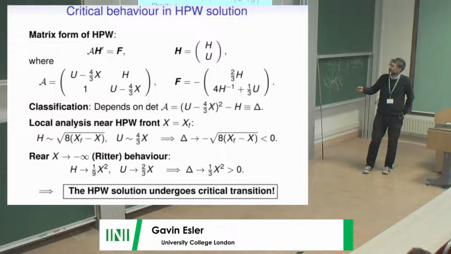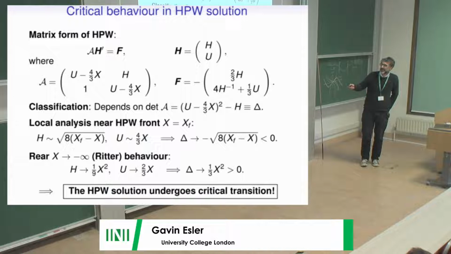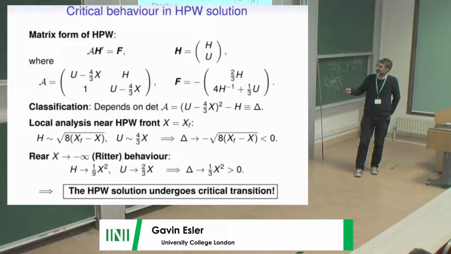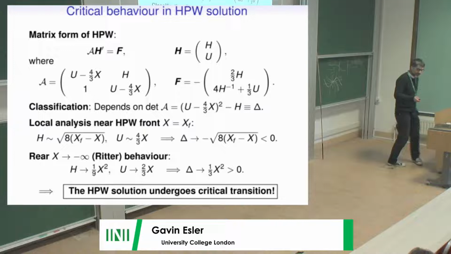But as you go to the rear and look at what happens as you converge the Ritter solution, you know that delta is positive there. So that means there has to be a point somewhere on this solution of these equations where there's a critical transition where delta goes from positive to negative. So that's kind of the thing that interested me about this problem.